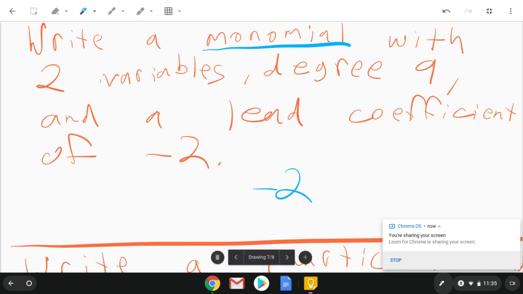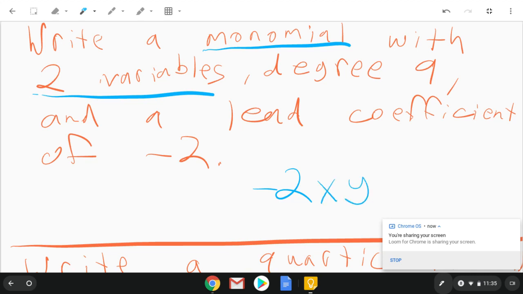It said that it had two variables, so I can do x and y. So this is still a monomial, and it needs to be a degree 9. Well, with a monomial, that just means that the exponents need to add up to be 9. So I can do x to the 3 and y to the 6, and that'll satisfy all the requirements.